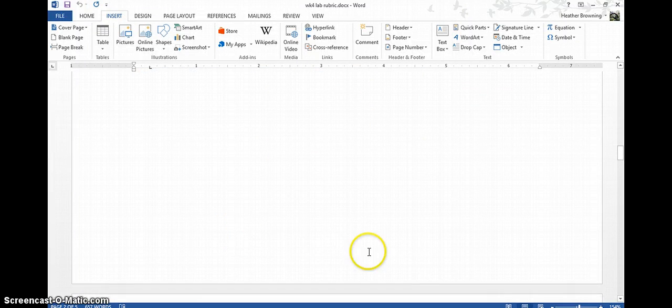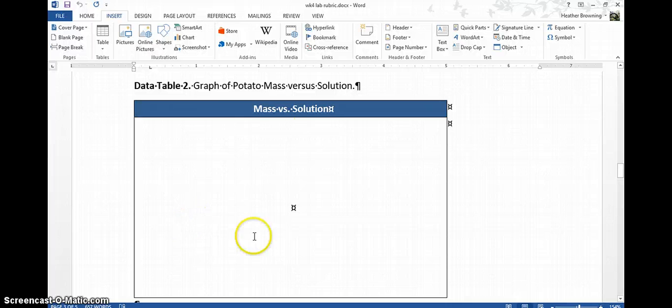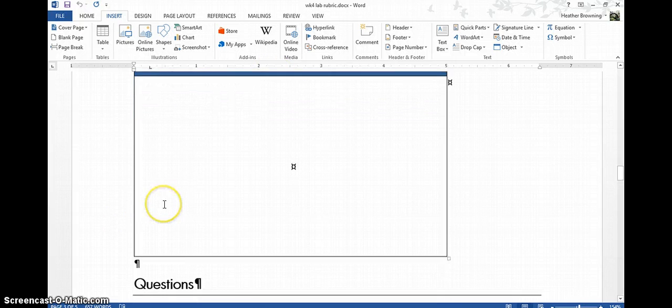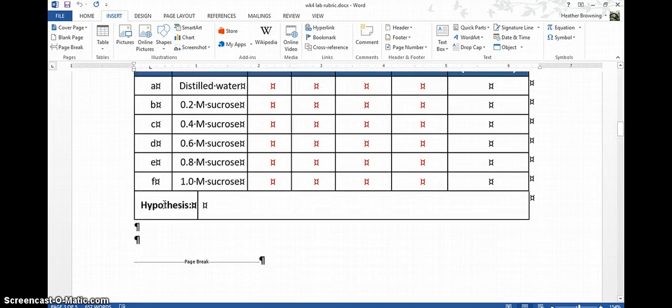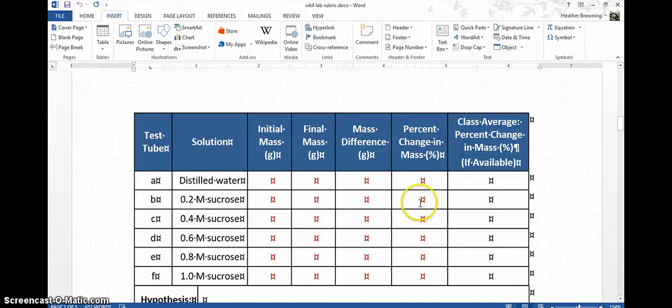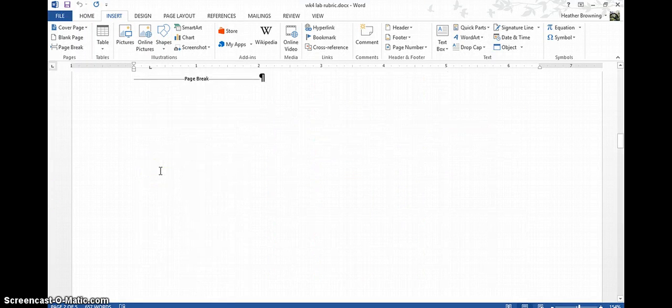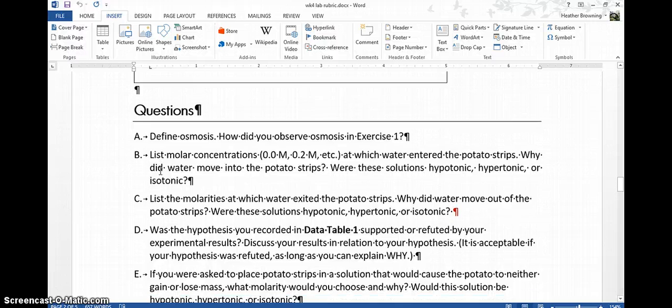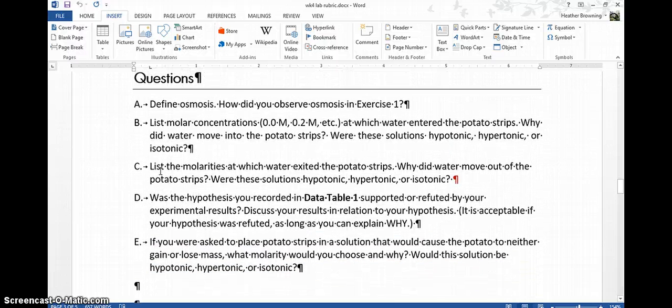Okay. Scroll down. We'll have a data of potato mass versus solution. This will be the change of mass versus the solution. I would probably just do the percent. Yeah, I do percent change of mass, but if you're not sure, bug me, because I'm being lazy and not opening the answers at the moment.